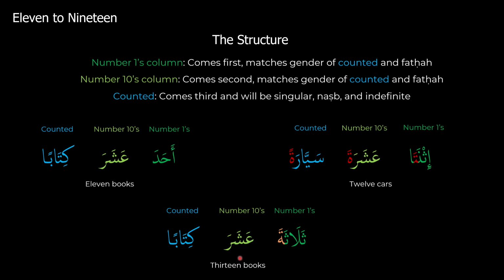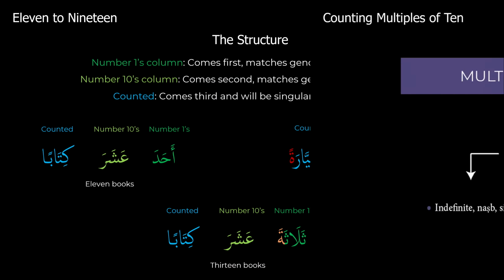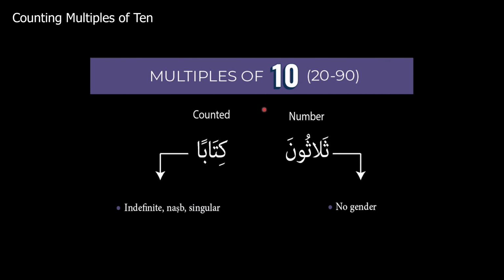So now let's take a look at the multiples of 10. So for the multiples of 10, it's pretty simple. You have the number first, and then you have the counted. The number is not going to have any gender, and then the counted is going to be in the indefinite, nasb, and singular form. So now let's take a look at a couple examples.